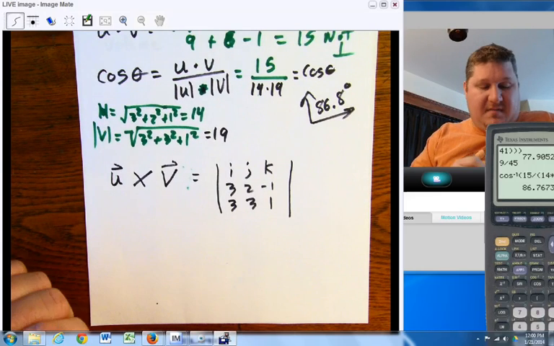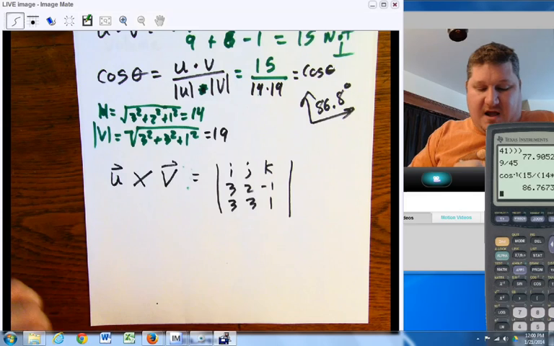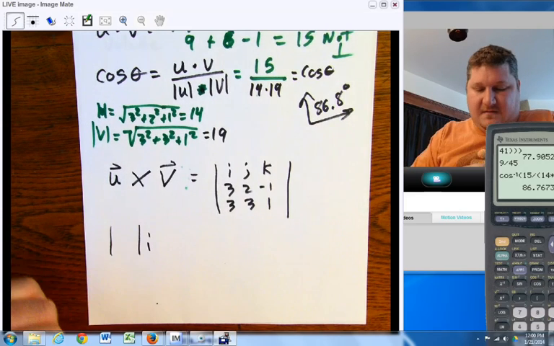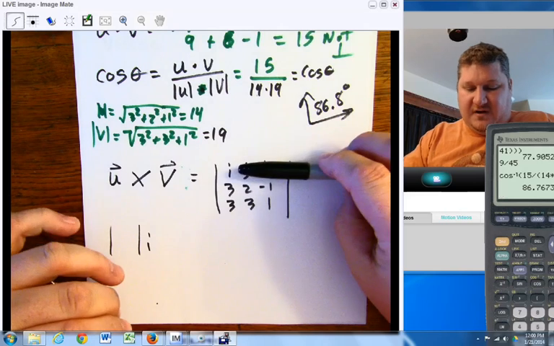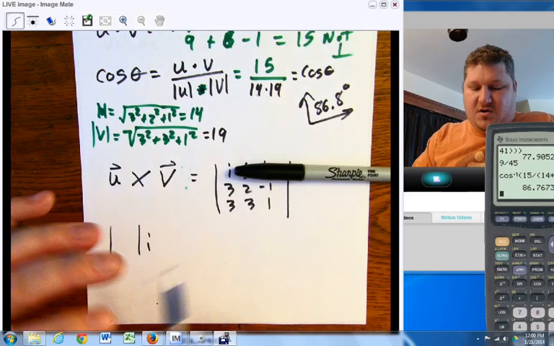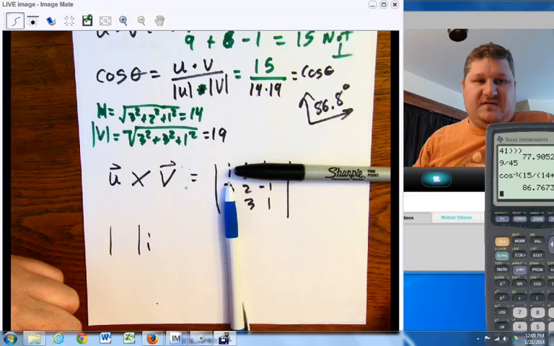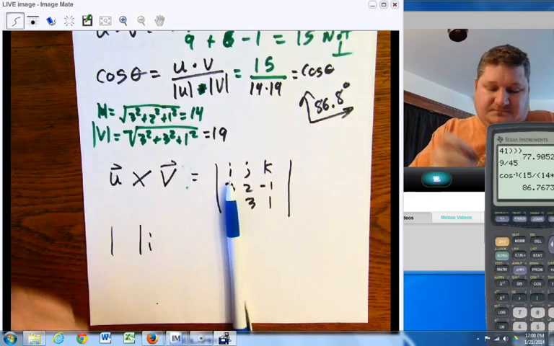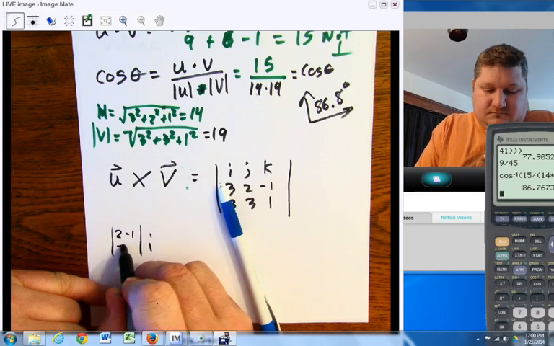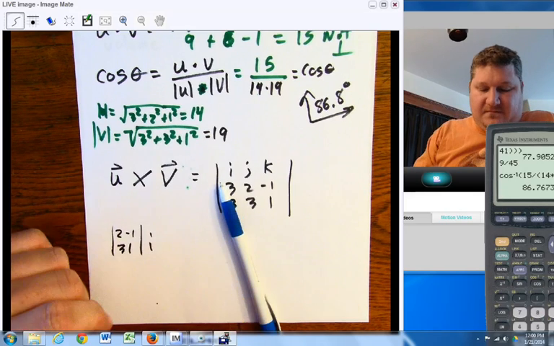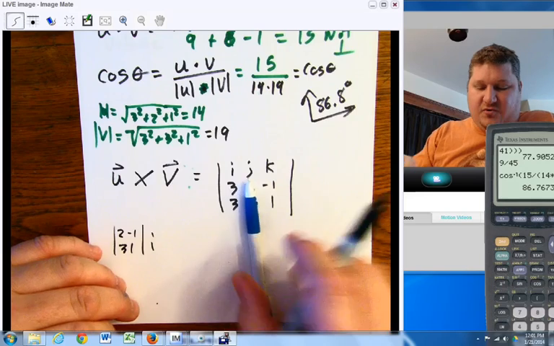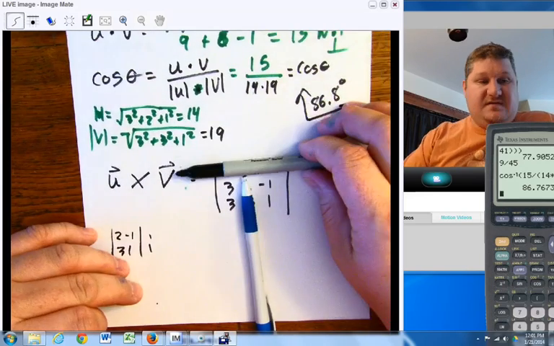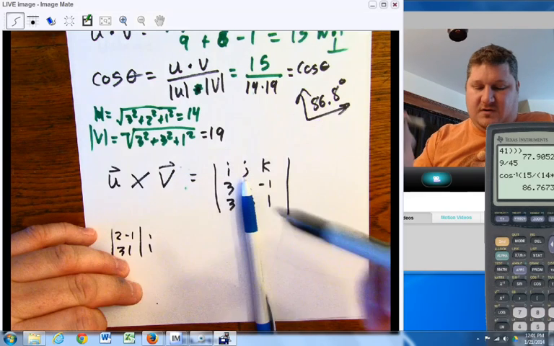Now, minors work as follows. I'm going to have some sort of matrix that goes with i. That matrix happens when I eliminate everything in the row and the column that i is in, leaving 2, -1, 3, 1. Now, I need something for the j grouping. So if I eliminate those components, that leaves me 3, -1, 3, 1.